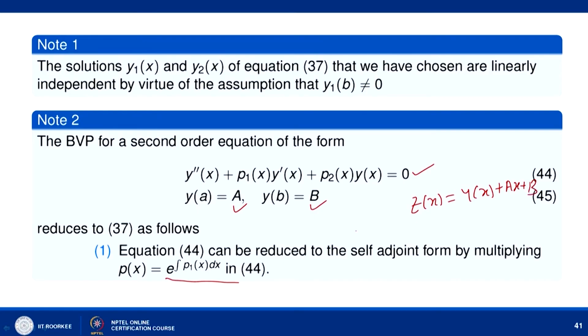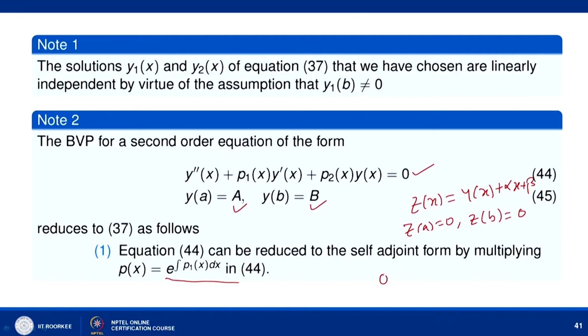Sorry, I have to use some other variable because a and b are already given here. So let us assume this has, say, alpha and beta. Alpha and beta I have not taken. So here let us say alpha x plus beta. We need to find alpha and beta such that z of a is equal to 0 and z of b is equal to 0. So using this you can find your alpha and beta.